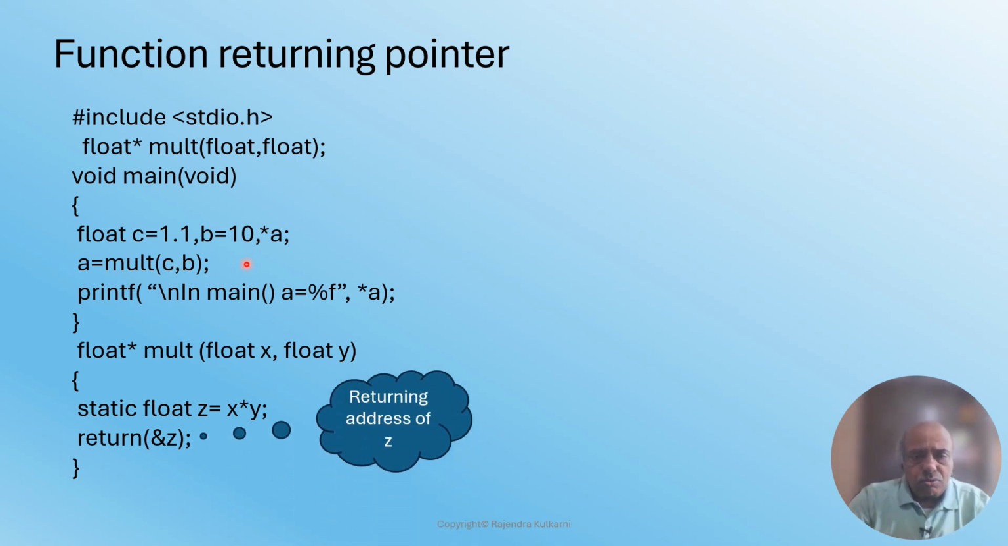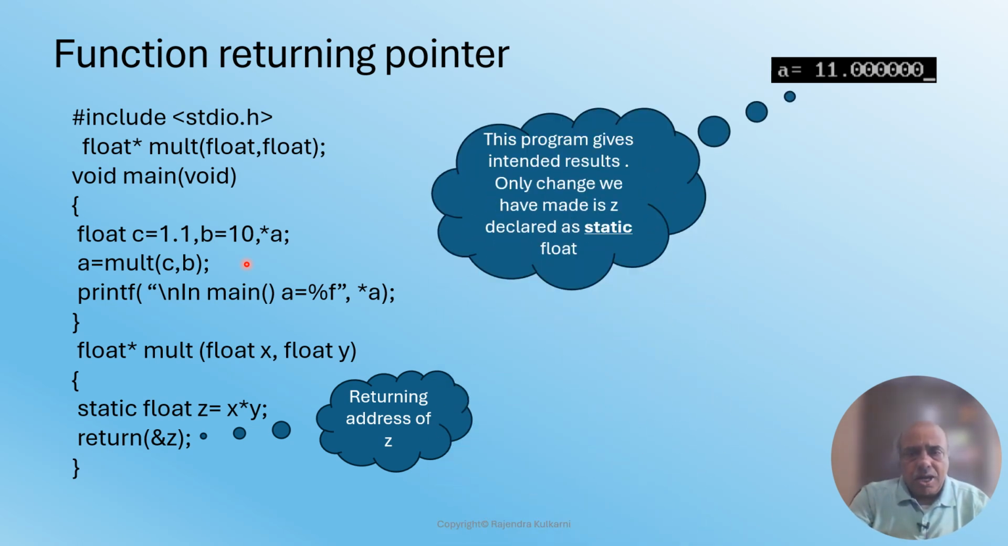And what is the output? Now I get a is equal to 11.000000. This is the screenshot when I ran this program. Now here we are getting the correct output. In the earlier program we were getting a garbage value as our output. This program gives us the intended results.